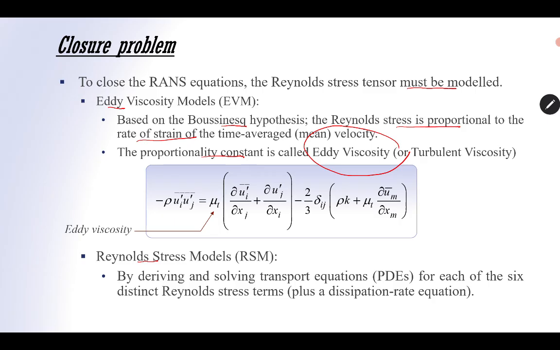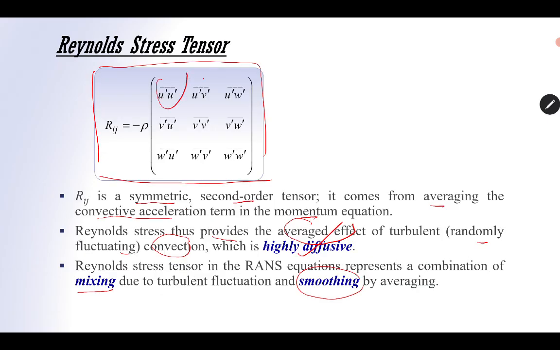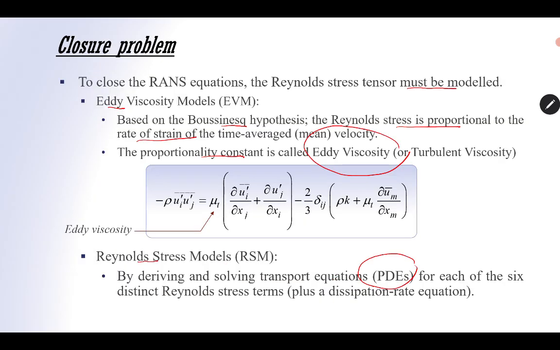For the Reynolds stress model, we derive and solve a transport equation for each of the 6 distinct Reynolds stresses, see here, or this UV, the 6 distinct Reynolds stresses, plus the dissipation rate equation. That is the principle of the Reynolds stress model, compared to the eddy viscosity model.